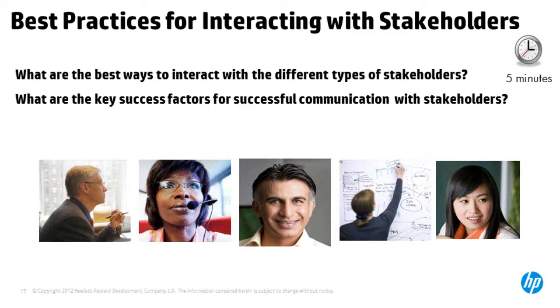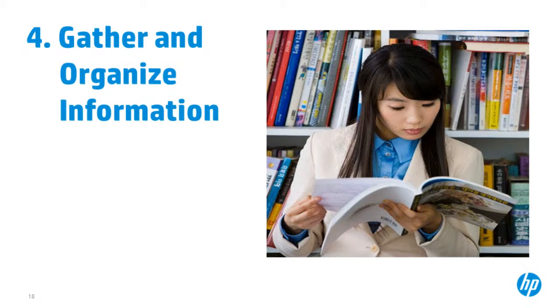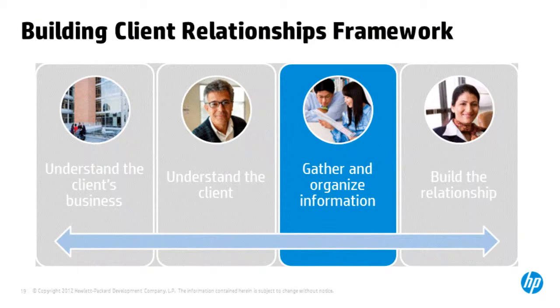Let's look at best practices for interacting with stakeholders. Think to yourself, what are the best ways to interact with the different types of stakeholders? Ask yourself what the key success factors are for successful communication with the stakeholders. Now we're going to gather and organize information. As we can see, this is the third aspect of the building client relationships framework.